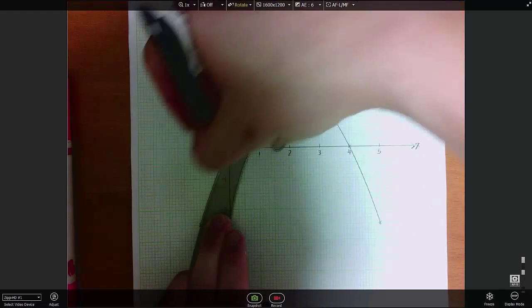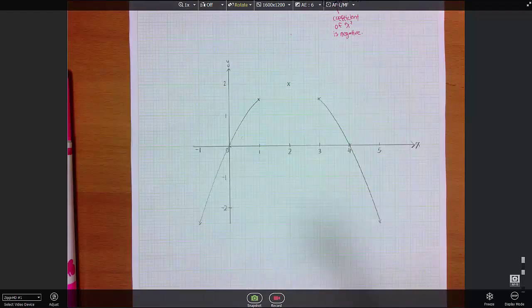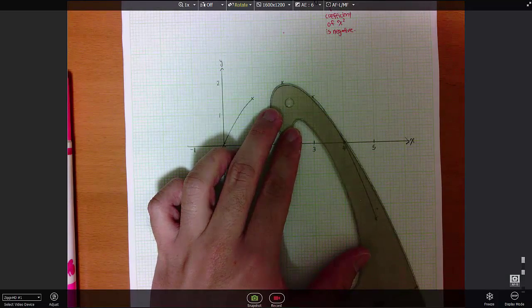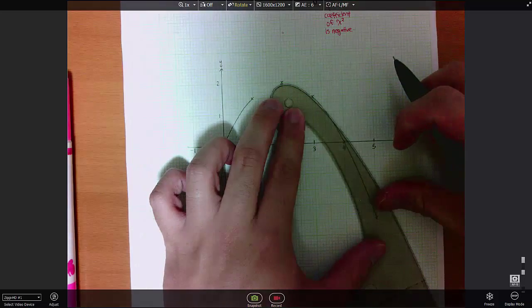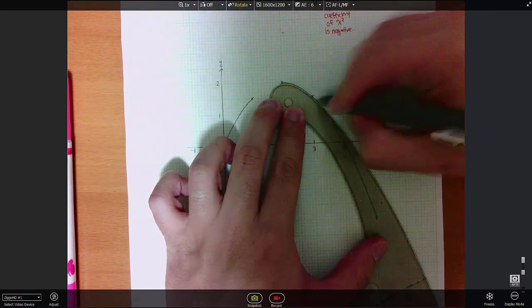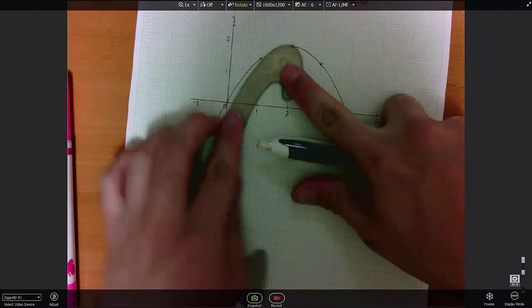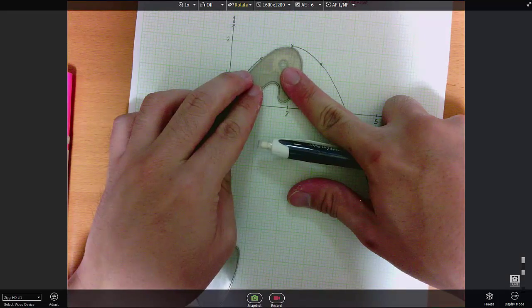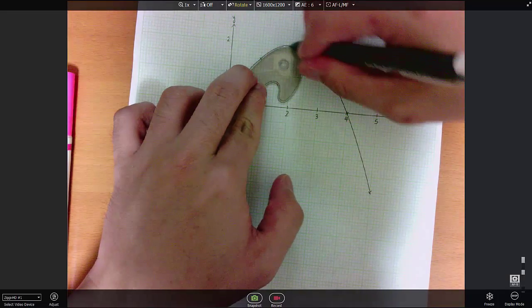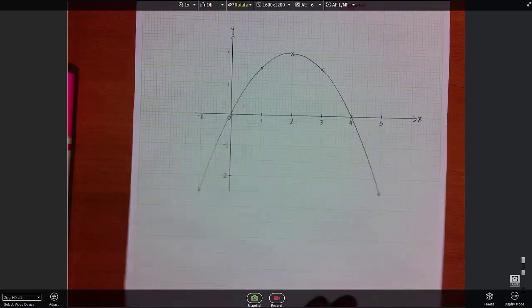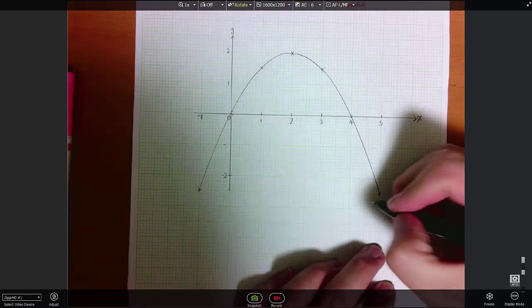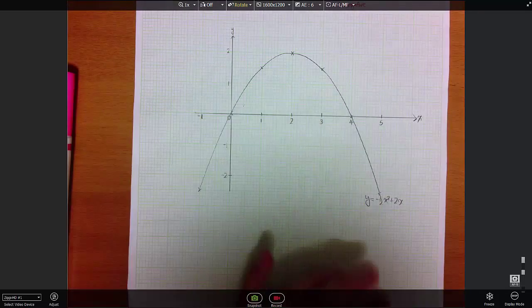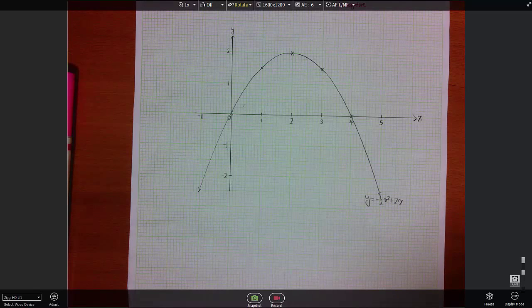So now, like this. So this part here should be a nice curve like this, and the last part here should be a nice curve like this. So you notice you will get a nice curve. And once again, don't forget to label the graph. y equals negative half x squared plus 2x, and all graph work, as you can see, is in pencil. And that is part B.